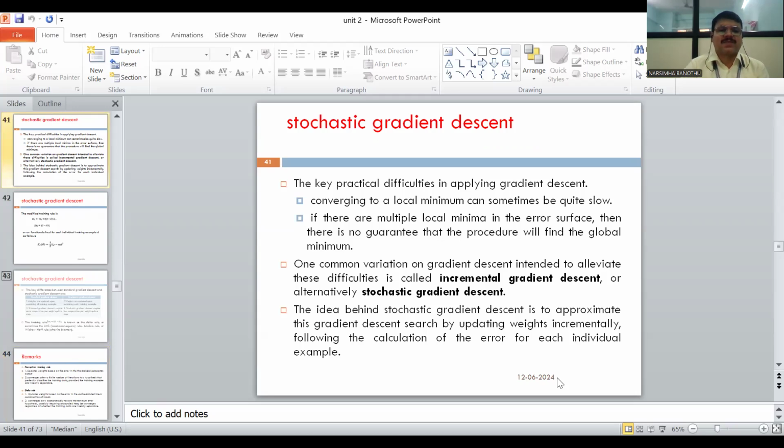The key practical difficulties in applying gradient descent. One common variation on gradient descent, intended to alleviate these difficulties, is called incremental gradient descent, or alternatively stochastic gradient descent.